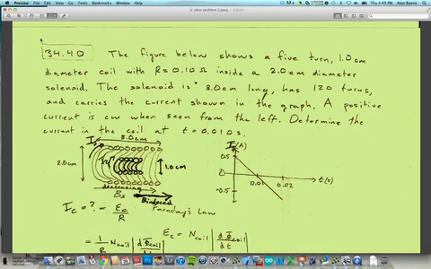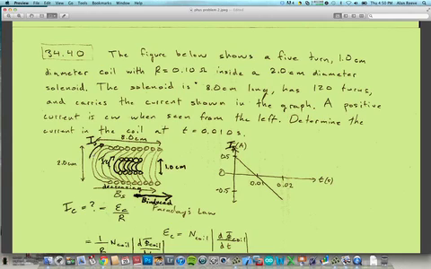Okay, so here is problem 40 from chapter 34. The figure below shows a 5-turn, 1 centimeter diameter coil with resistance 0.1 ohms inside a 2 centimeter diameter solenoid. The solenoid is 8 centimeters long, has 120 turns, and carries the current shown in the graph right here. A positive current is clockwise when seen from the left, so that's this right here.